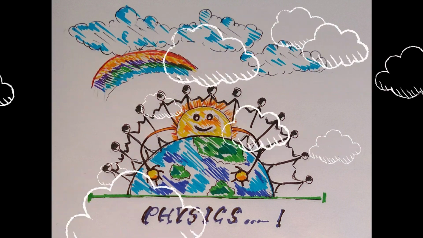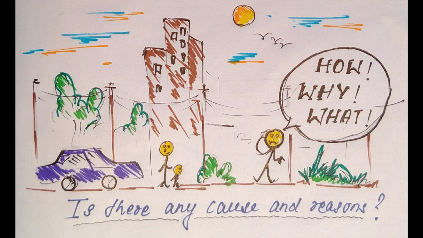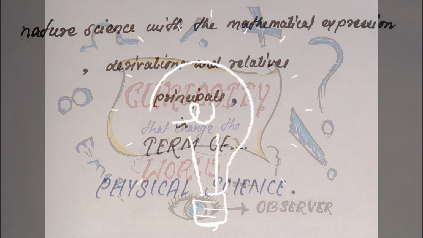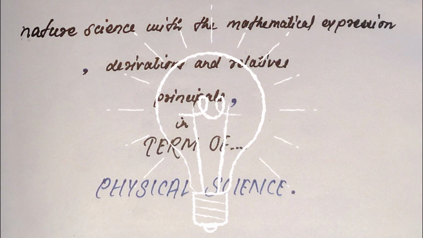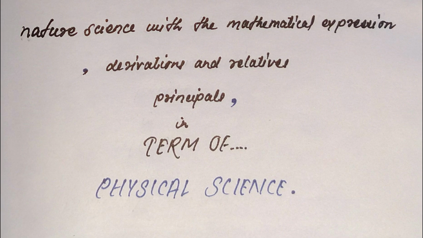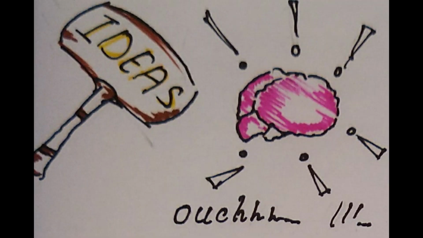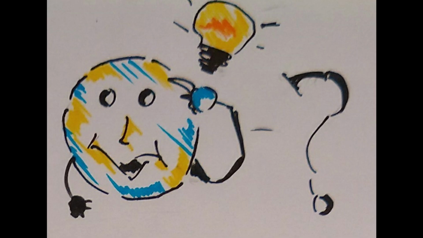As we live in this beautiful world, everything that seems around us is happening for some cause and reason. The things that we can see, feel, touch, sense, all excite a fascination towards our curiosity that changed the world and led us to abstract the magical world of nature with mathematical expressions, derivations, and relative principles in terms of physical science.